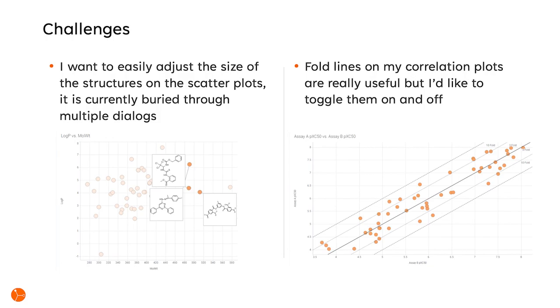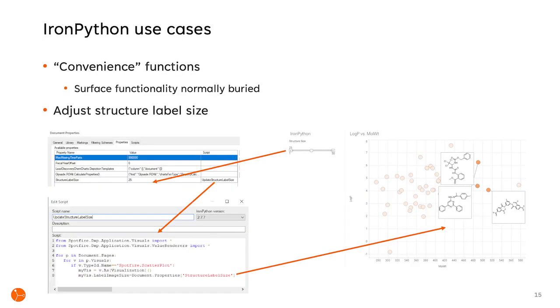Again, we saw this earlier: correlation plots. Users love these correlation plots. One of the things they like is these fold lines. You've got the y equals x line, but then you've got 3-fold and 10-fold, and they like to be able to see the difference. Here we've got a cellular assay and a binding assay. How do they correlate? They like these fold lines, but sometimes they don't, and they like to just remove them. Again, you can do that. There are menus that you can go through and untoggle all of these settings. But users would like a nicer way of doing this.